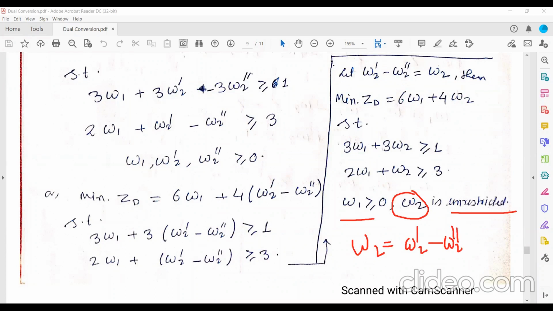Now see here. This W2 dash and W2 double dash, both are positive. Now the difference of two positive numbers, is it always a positive number, or may it be a negative number? Can you tell me, anyone? Is the difference of two positive numbers always a positive number, or may it be a negative number?